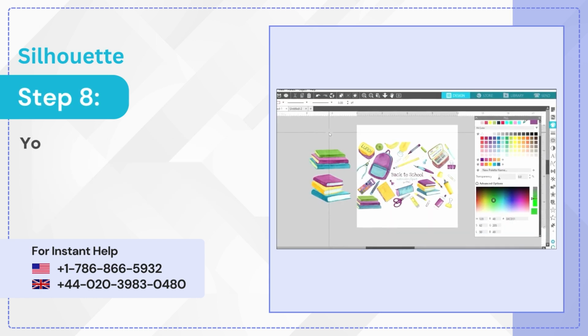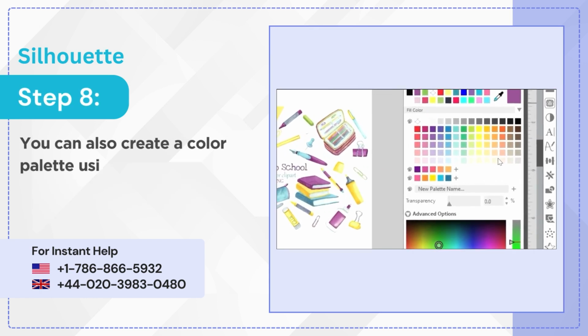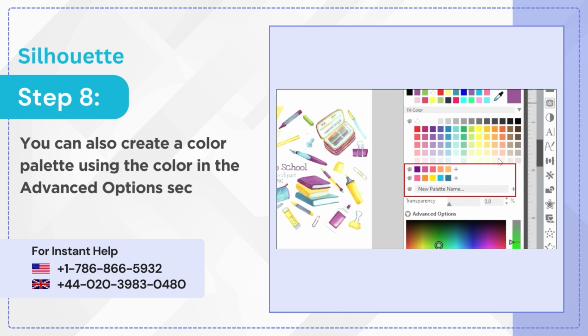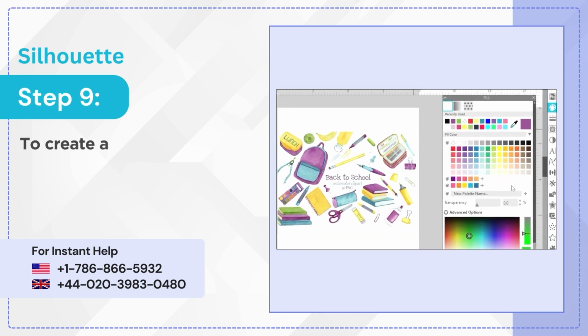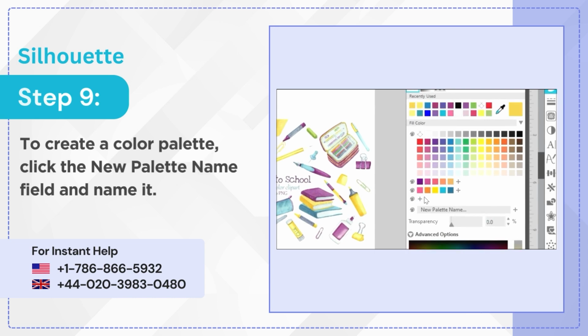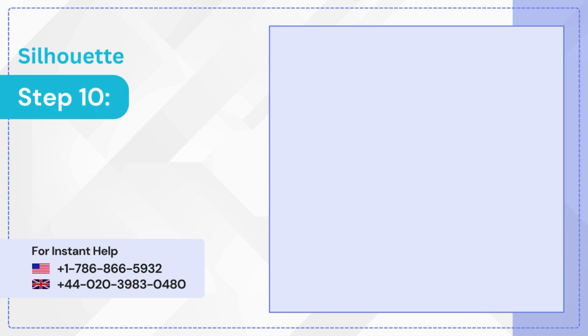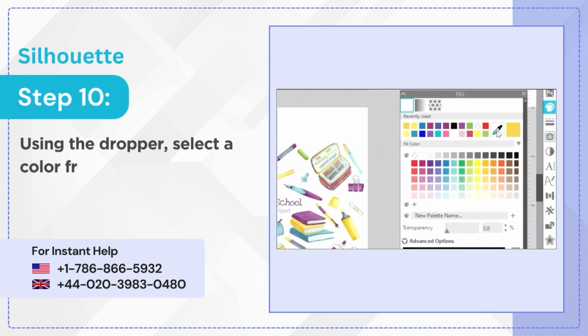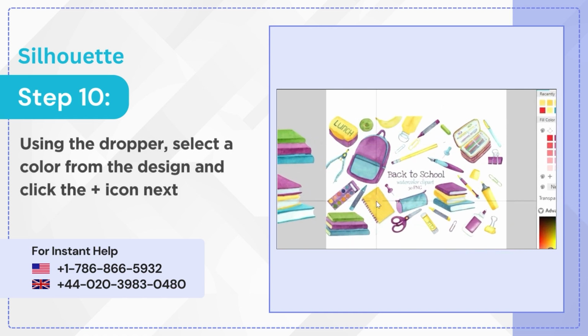Step 8. You can also create a color palette using the color in the Advanced Options section. Step 9. To create a color palette, click the New Palette Name field and name it. Step 10. Using the dropper, select a color from the design and click the plus icon next to the palette to add.